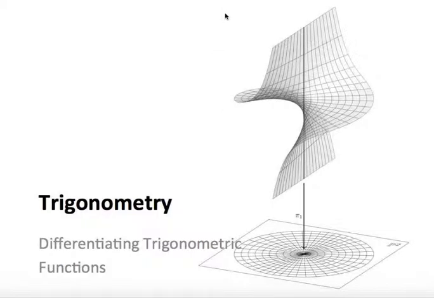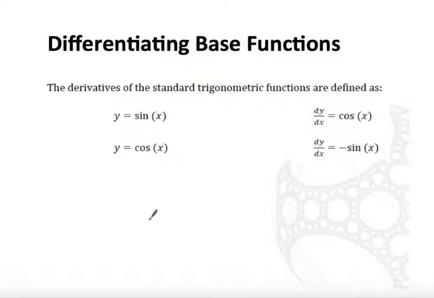In this lesson, we're going to look at differentiating trigonometric functions. Differentiating the base functions, we have the following definitions. Y equals sin x leads to dy by dx equals cos x. Y equals cos x leads to dy by dx equals minus sin x.